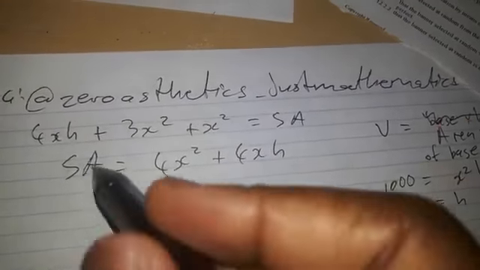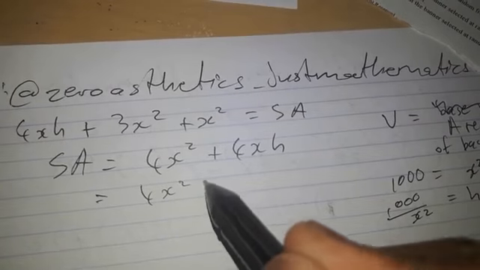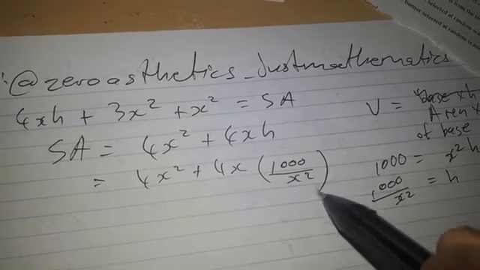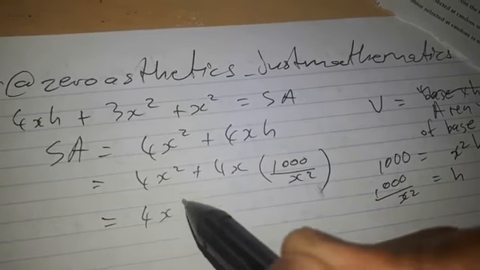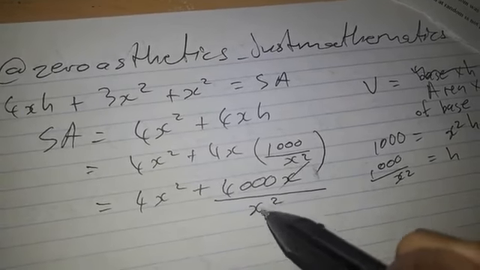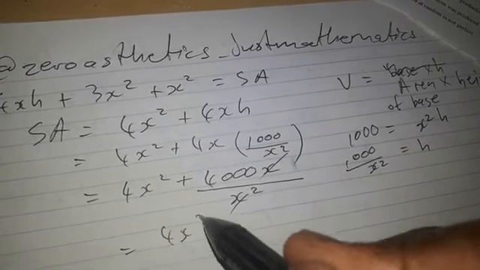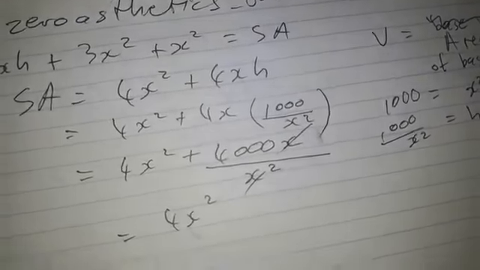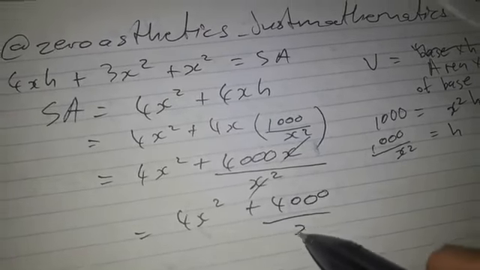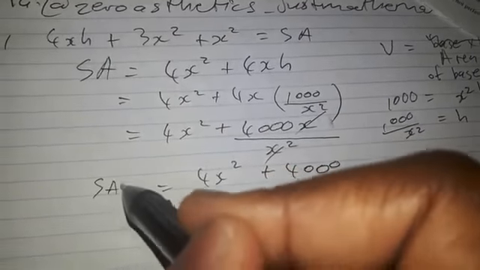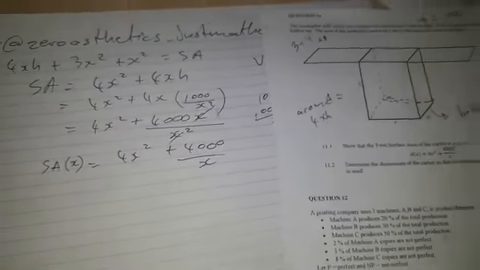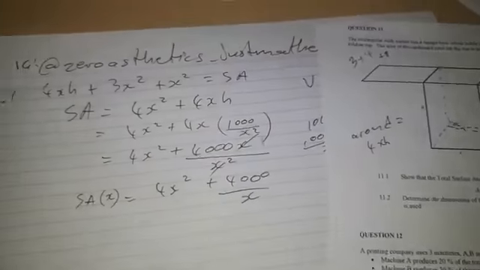What do we have now? We can rewrite it then as 4x squared plus 4x, and h is going to be 1000 over x squared. If you simplify, we're going to have 4x squared here plus 4000x over x squared. 1x cancels 1x. That's going to be 4x squared plus 4000 over x, which is exactly what they wanted. So the surface area in terms of x is definitely going to be that. So, yep, you get your marks and you move on.